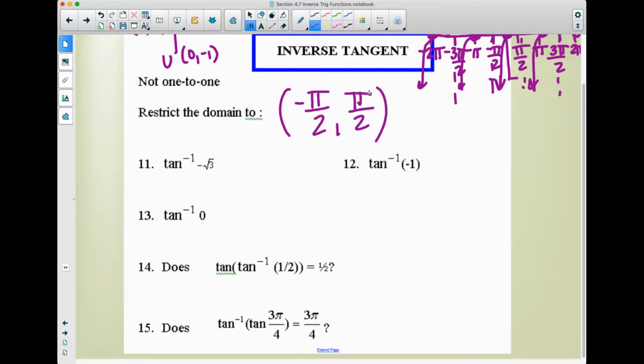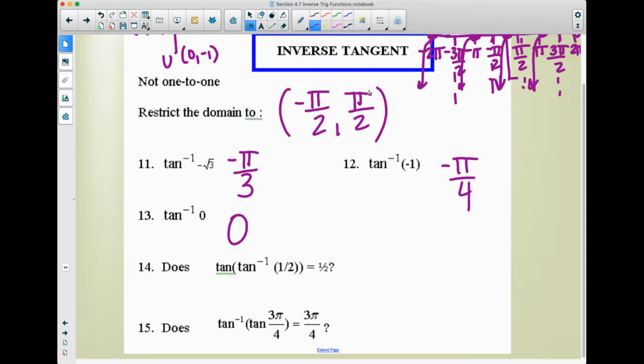If we're looking for where is, that kind of looks like it connects there, that's a negative. Where tangent is negative root 3, that's at negative pi over 3. Where is tangent negative 1? It's down there at that negative pi over 4. And where is tangent 0? Again, it's at 0, not 2 pi. Okay? So again, those are all just pulling that information.